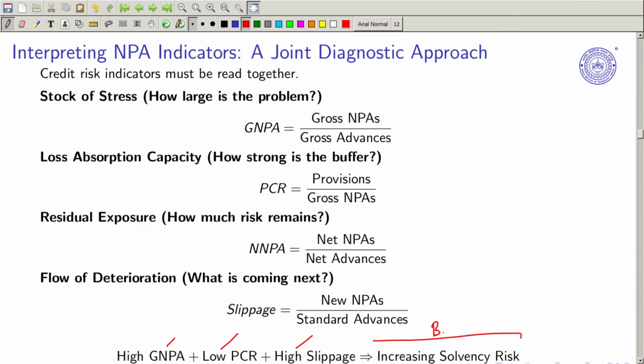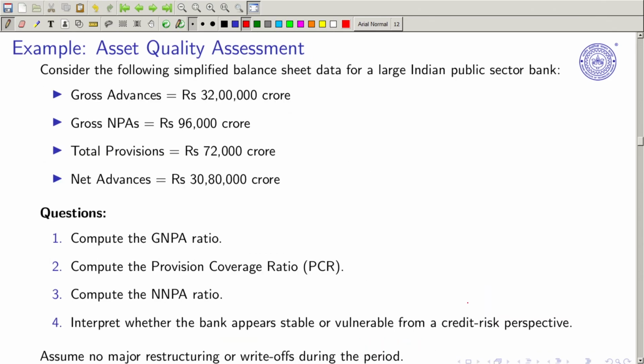If you have these indicators coming, this is the summary that I have written at last: high GNPAs, low PCR, high slippage and increasing insolvency rates create the bankruptcy issue, and this is what we often get here. Now let's understand what we can learn from this.